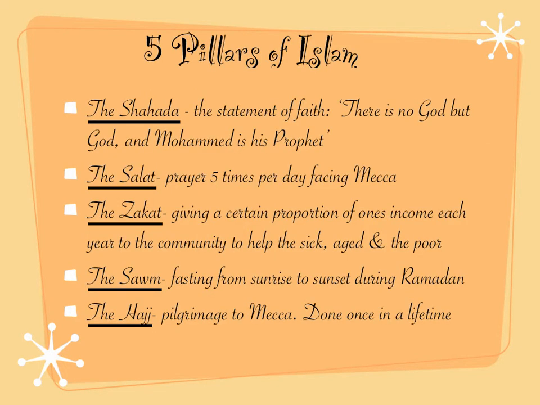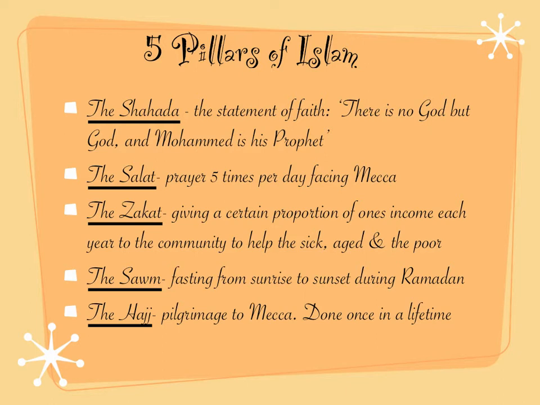Okay, so the first thing we're going to look at is the 5 pillars of Islam, which are essentially the key elements of Islamic prayer. Starts off with the Shahada, which is a statement of faith that there is no God but God and Muhammad is his prophet. Then there's the Salat, which is praying 5 times per day. So that's at dawn, noon, mid-afternoon, sunset and evening. The preference for Islamic people is to pray with others. And also they face Mecca, which is the Islamic holy city. I'll have a photo of that coming up shortly.